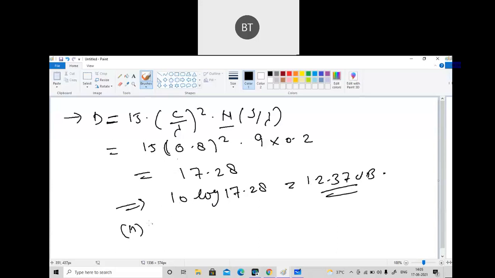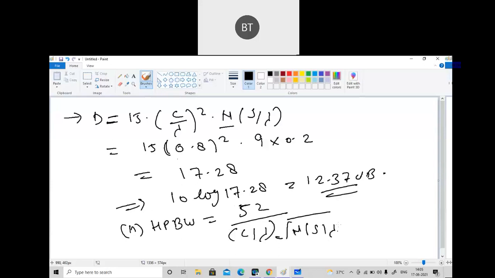Second part, how to calculate the half power beam width, which will be equal to 52 into C by lambda, S by lambda. So 52 C by lambda, if you put it, you get 0.8 into 9 into 0.2. So what you will get here is 48.44.